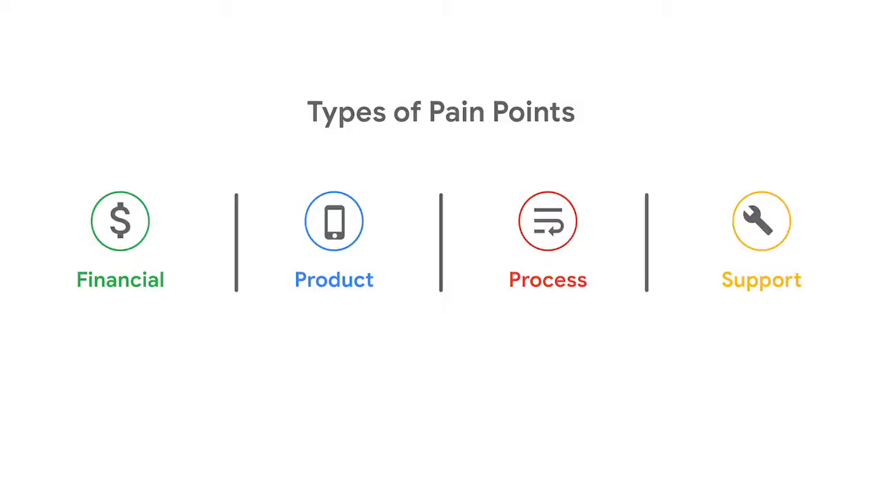There are four categories that pain points can fall into: financial or money-related pain points, product, which are pain points related to quality issues, process, which are pain points related to the user's journey, and support, which are pain points related to getting help from customer service. Identifying the pain points your user is experiencing will help you find potential problems that your design can solve. And this has great value for users and your brand.